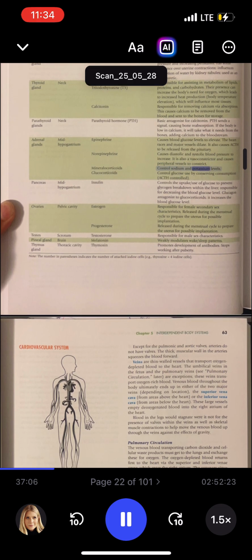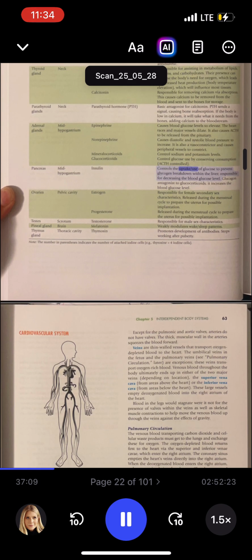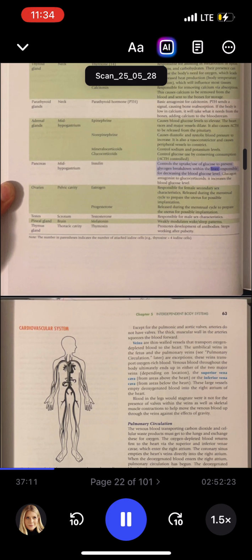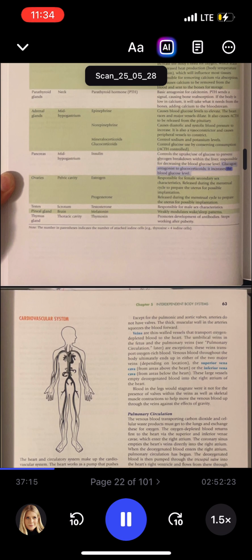Control sodium and potassium levels. Control glucose use by conserving consumption, ACTH controlled. Controls the uptake and use of glucose to prevent glycogen breakdown within the liver, responsible for decreasing the blood glucose level. Glucagon is an antagonist to glucocorticoids; it increases the blood glucose level.